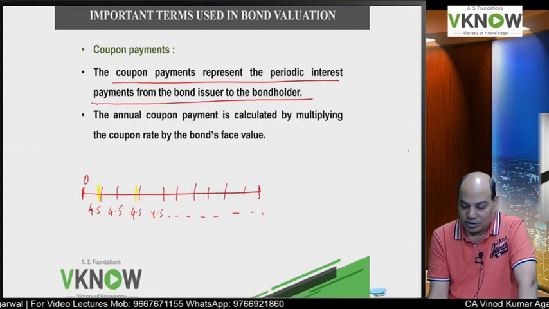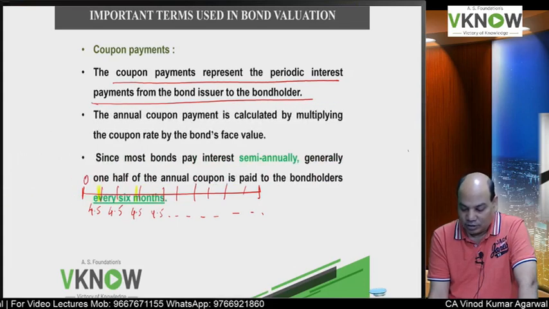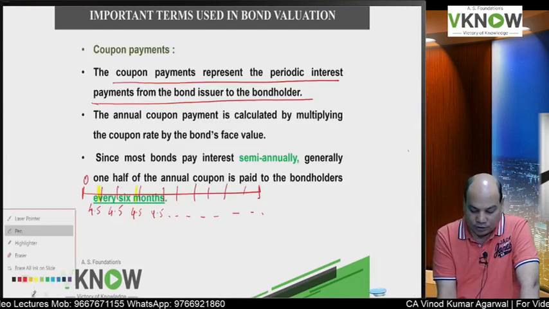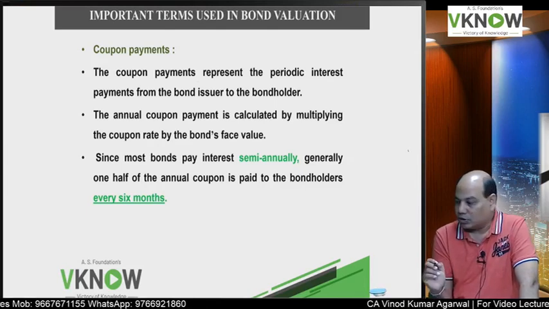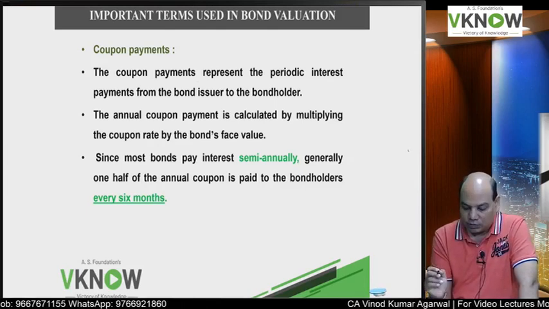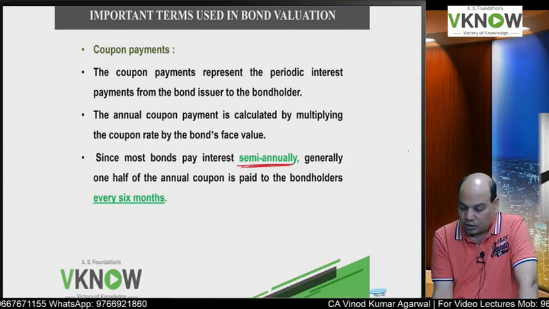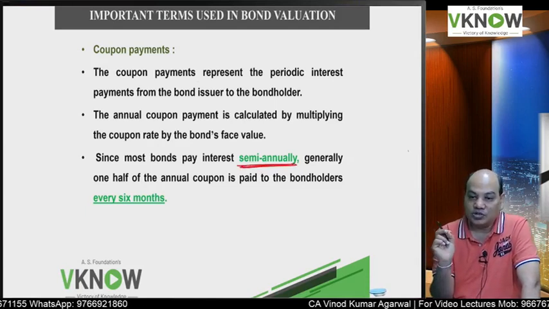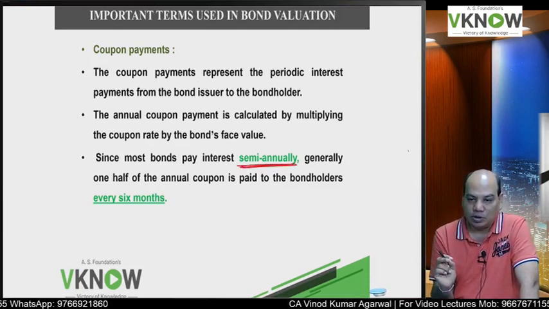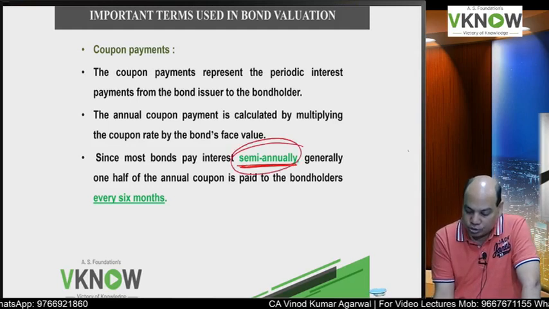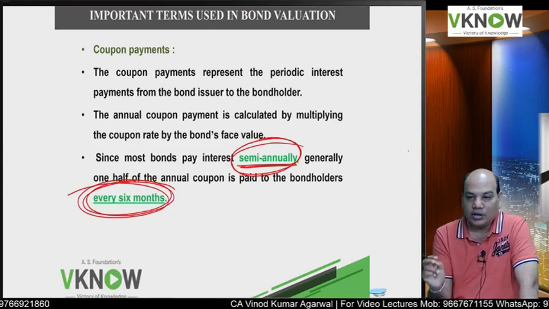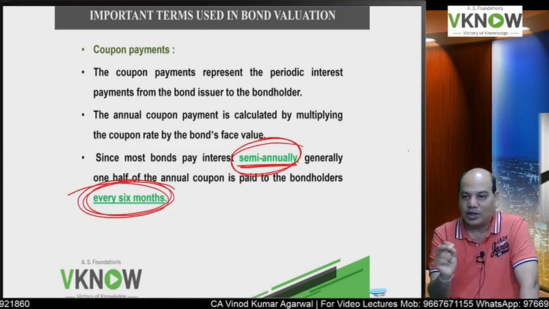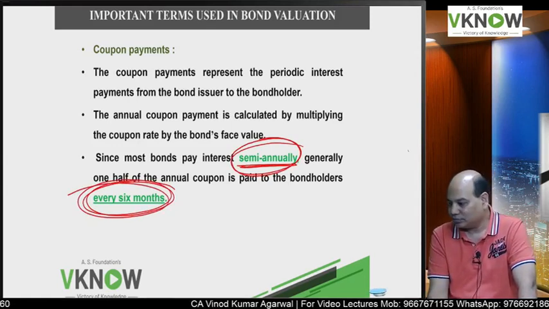If the question is silent, I have written a note that you will assume annual coupon bond. Is it right? If the question is silent, we will assume annual coupon paying bond. If the question specifically mentions semi-annual coupon paying bond, then we are going to take semi-annual coupon paying bond and we are going to calculate coupon every 6 months. Is it right?